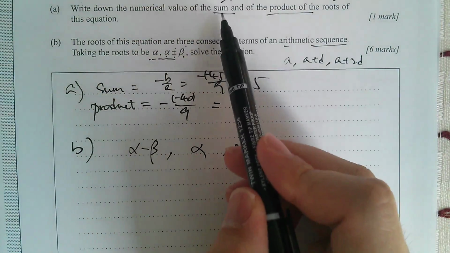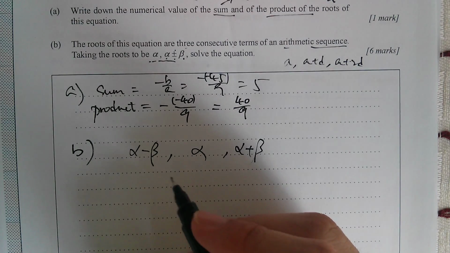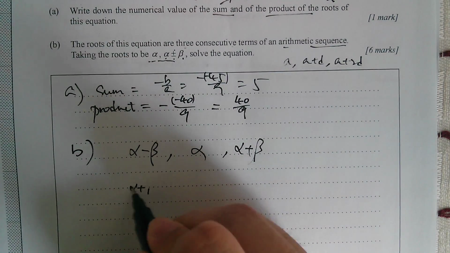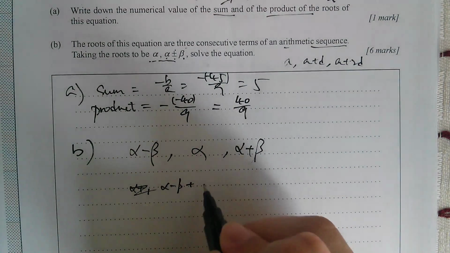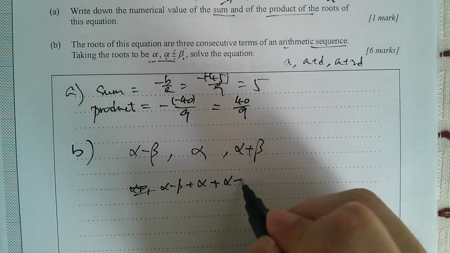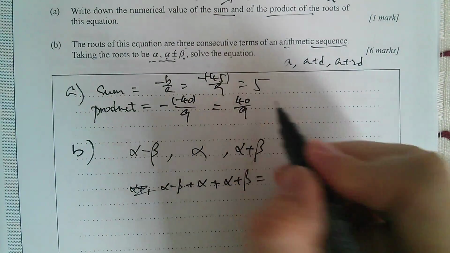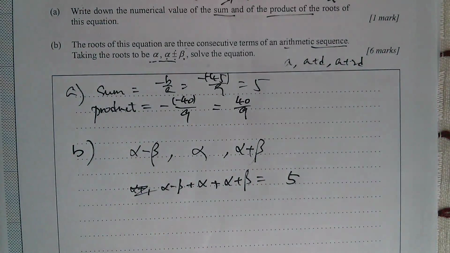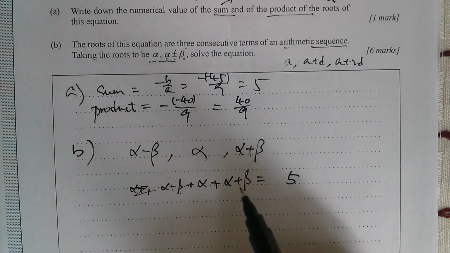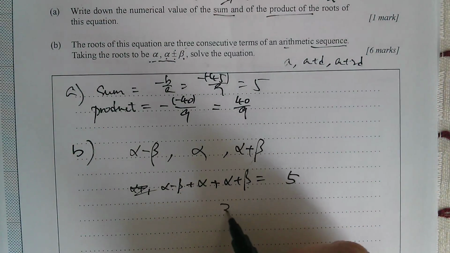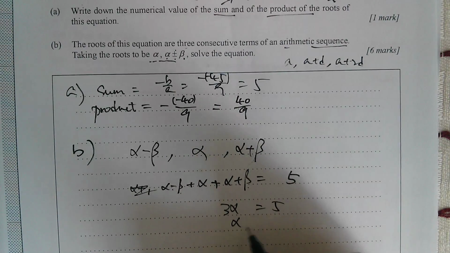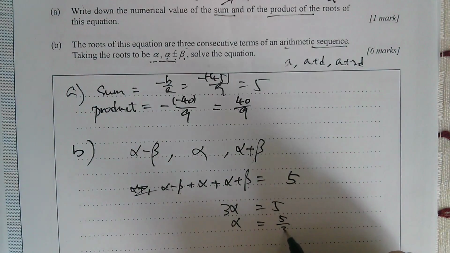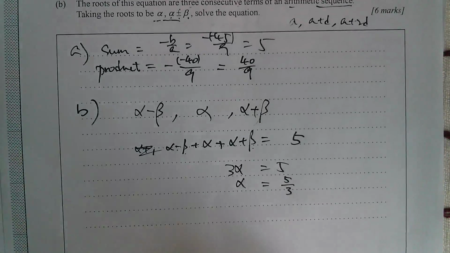What about this? Why is this so good? Because we're going to use the sum of roots. What's the meaning of the sum of roots? We add them up. So it's alpha minus beta plus alpha plus alpha plus beta, and it's supposed to be 5. What is so good about this? Minus beta and plus beta automatically cancel out. So it's 3 alpha equal to 5. Alpha is already 5 over 3.